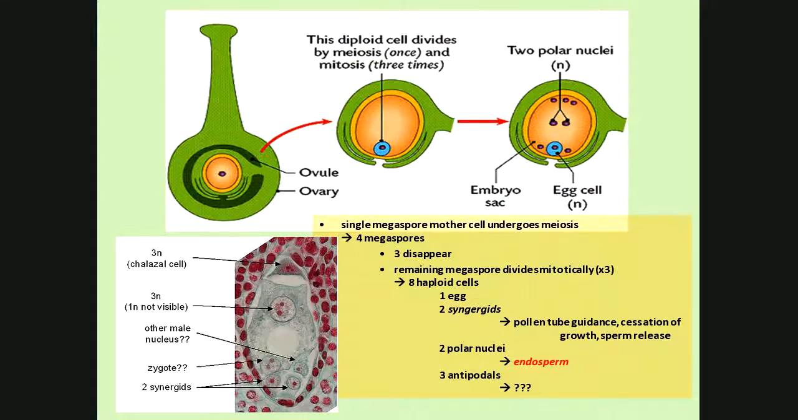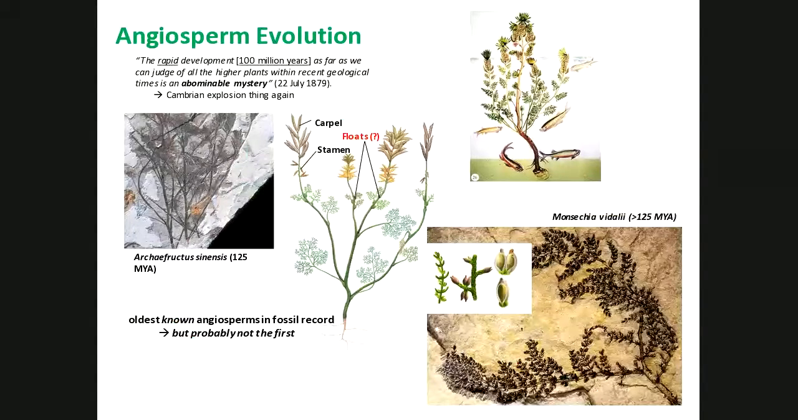Where did these things come from, these flowering plants? Poor Darwin. He said that up above, too. Remember what he said about the Cambrian explosion? He said the same thing about what we call the angiosperm explosion, I guess, about 100 million years. He says it's rapid, relatively rapid.